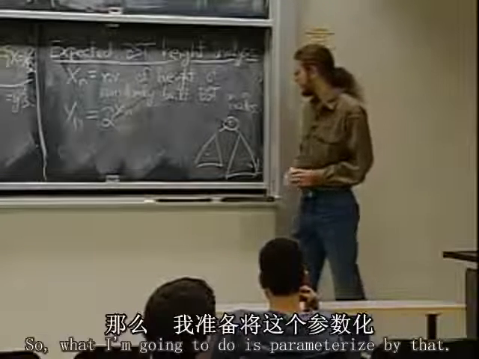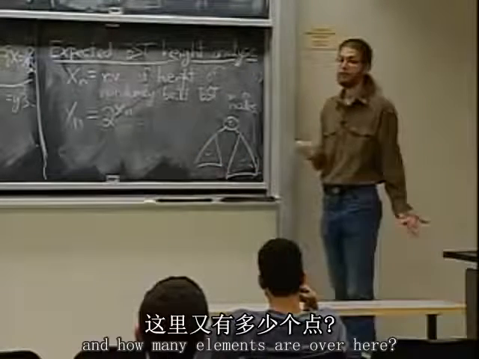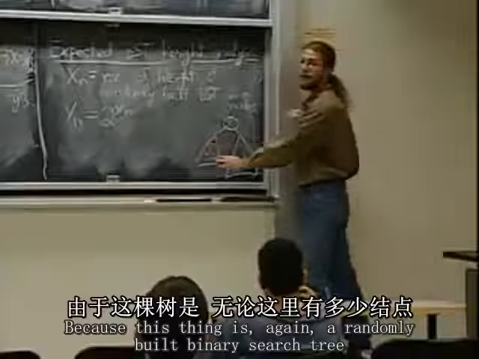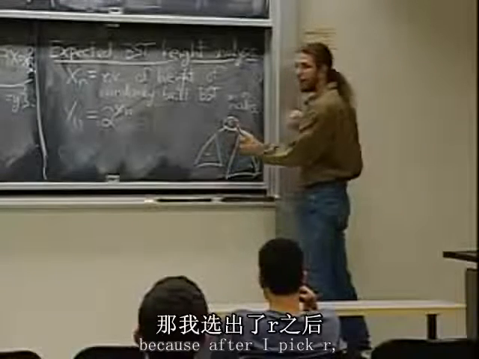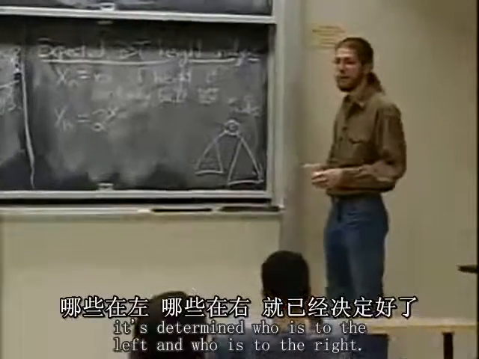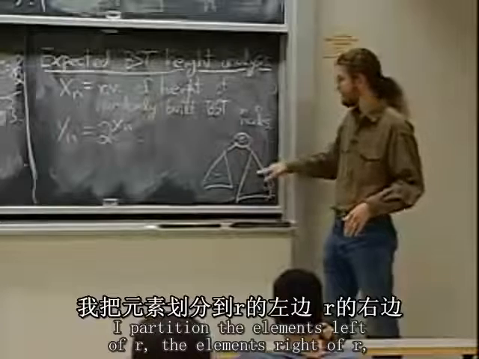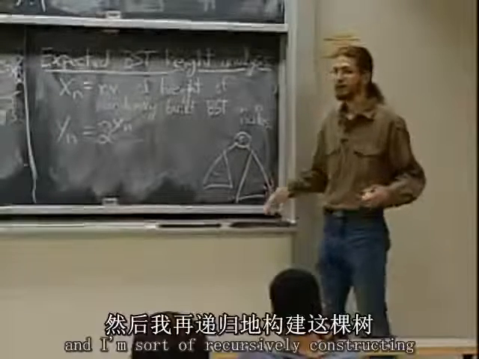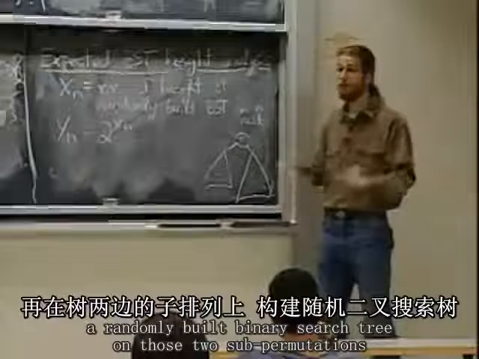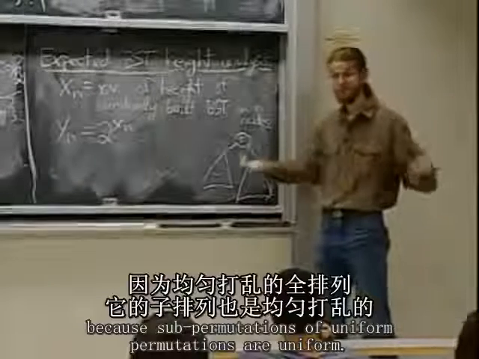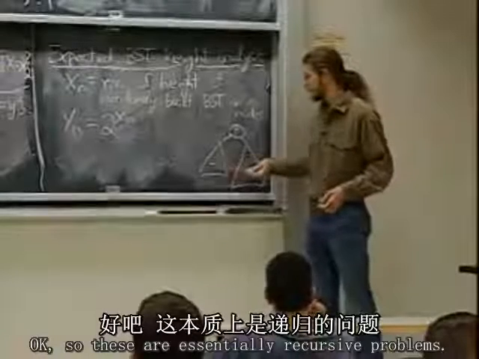So what I'm going to do is parameterize by that. How many elements are over here and how many elements are over here? Because this thing is, again, a randomly built binary search tree on however many nodes are in there. After I pick r, it's determined who's to the left and who's to the right, and so I can just partition. It's like running quicksort. I partition the elements left of r, the elements right of r, and I'm recursively constructing a randomly built binary search tree on those two subpermutations, because subpermutations of uniform permutations are uniform. So these are essentially recursive problems.